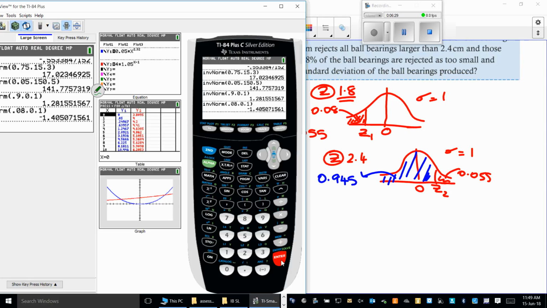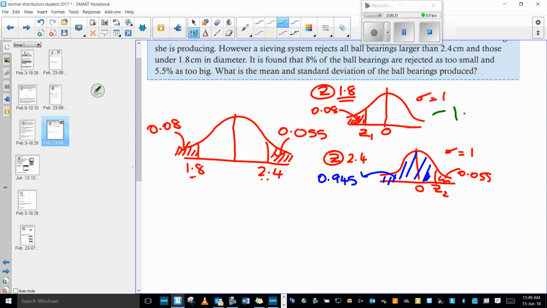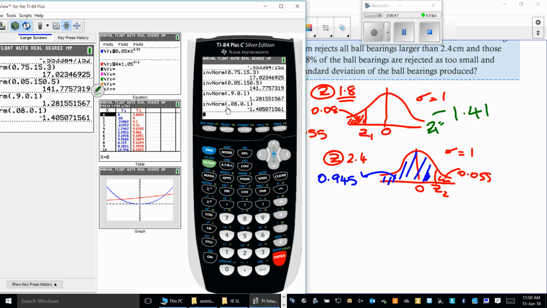Negative 1.41. That's your z-score. This is the top one, z1. Some people put 0.1 as the standard deviation instead of 0 and 1. Okay, now we're going to do the other one.